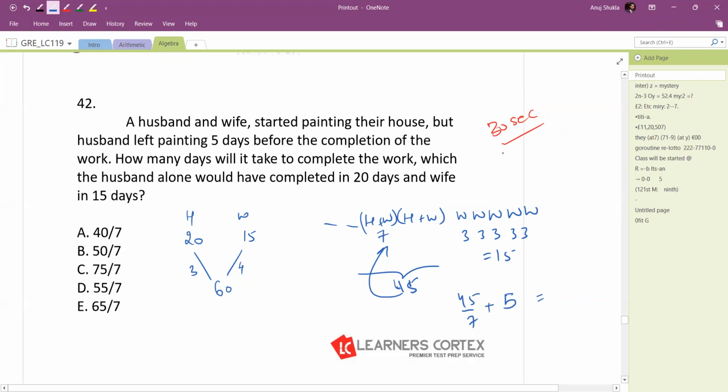Okay, understood. Where is the problem? Wife is not doing 3 units. Wife is doing 4 units. So instead of 3, 3, 3, it will be 4, 4, 4, 4, 4. So 4 5s are 20. So what is remaining here? 40 is remaining. Who is doing it? Husband and wife. So it will be 40 by 7 and then plus 5. So this will become 75 by 7 days.